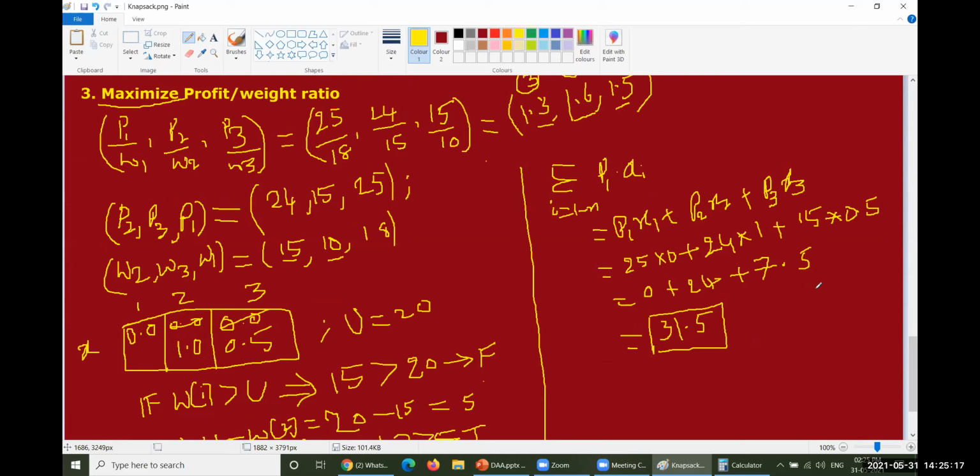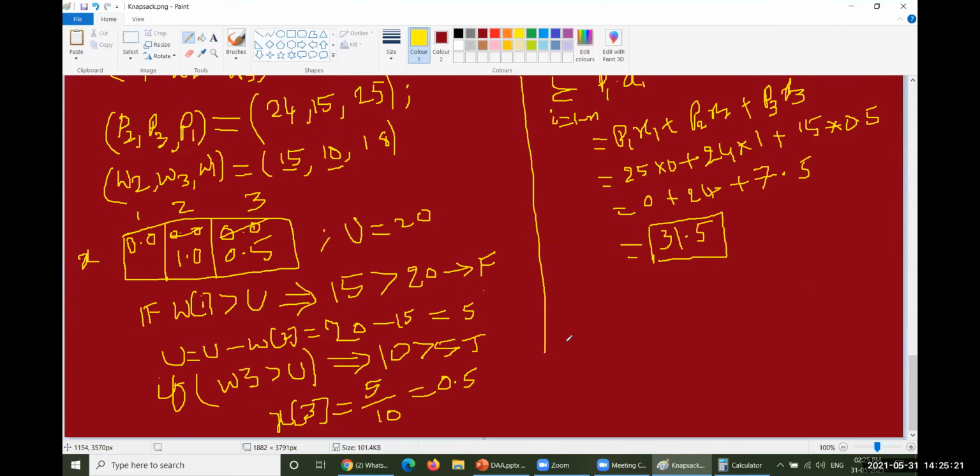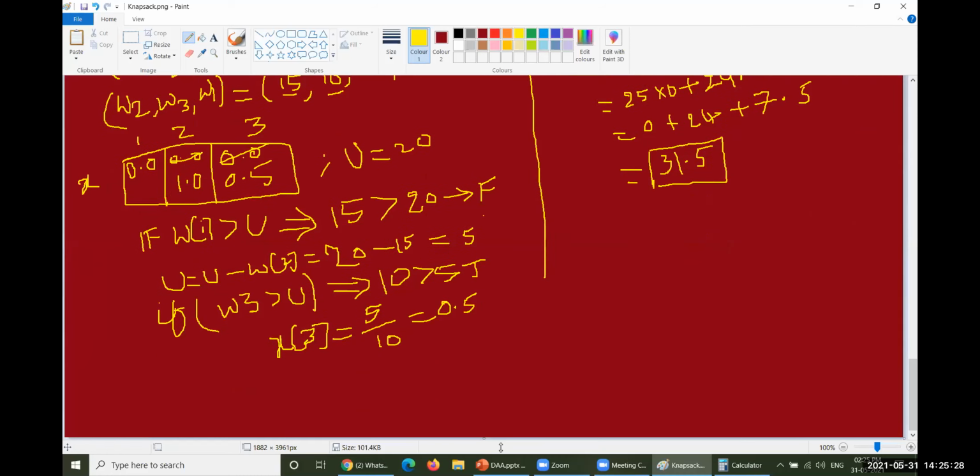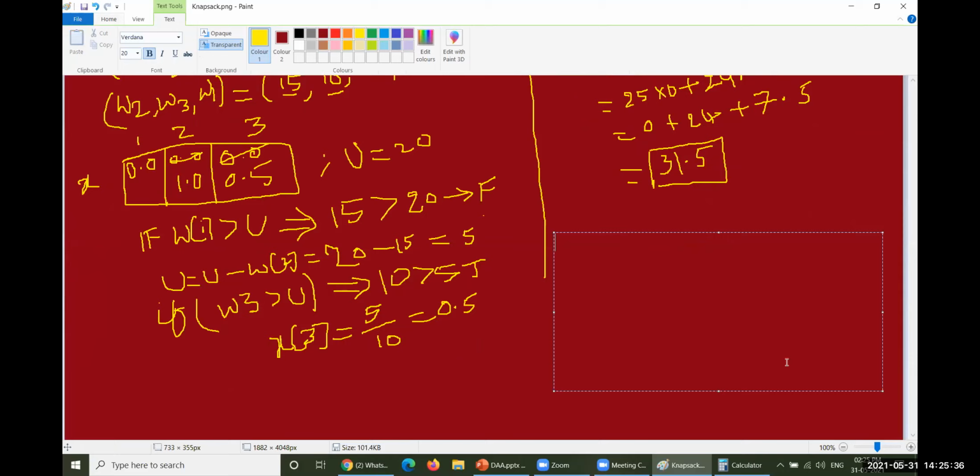So therefore, the problem will be to maximize the profit. Let me draw some more, then it would be very easy for me to explain. So look into this particular thing. Here we got something. This is the conclusion actually.